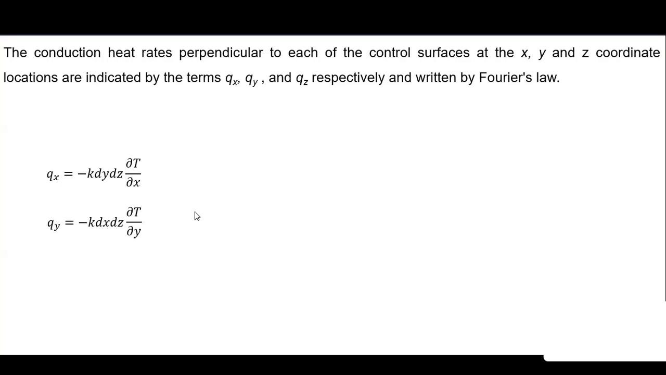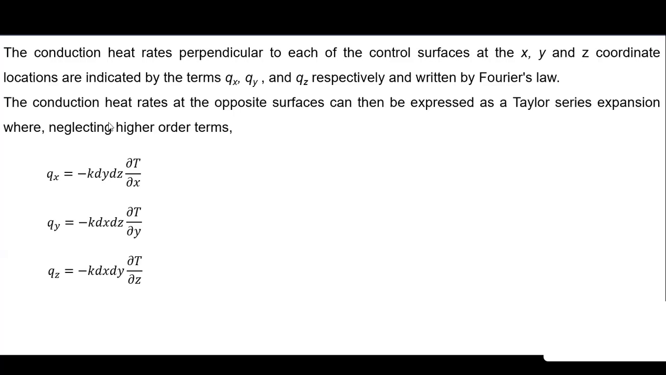In a similar way, we can write out the equations for y direction, that is qy. You can see the area is changed, and for z direction, now the area is changed, and the temperature gradient is with respect to x direction, y direction and z direction. Okay, so this is the conductivity in x direction, this is the conductivity in y direction, this is the conductivity in z direction. Now the conduction heat rates at the opposite surfaces at some distance, say x plus dx, y plus dy, z plus dz.